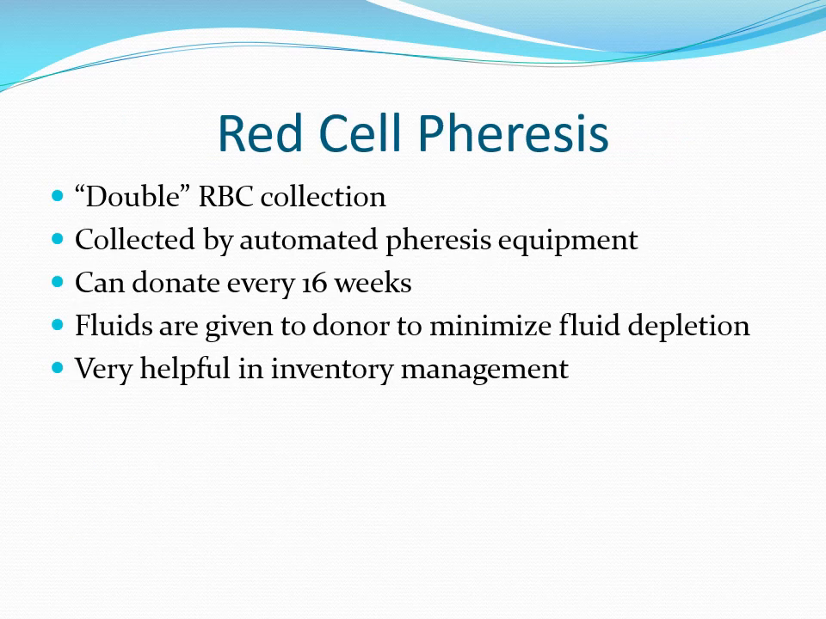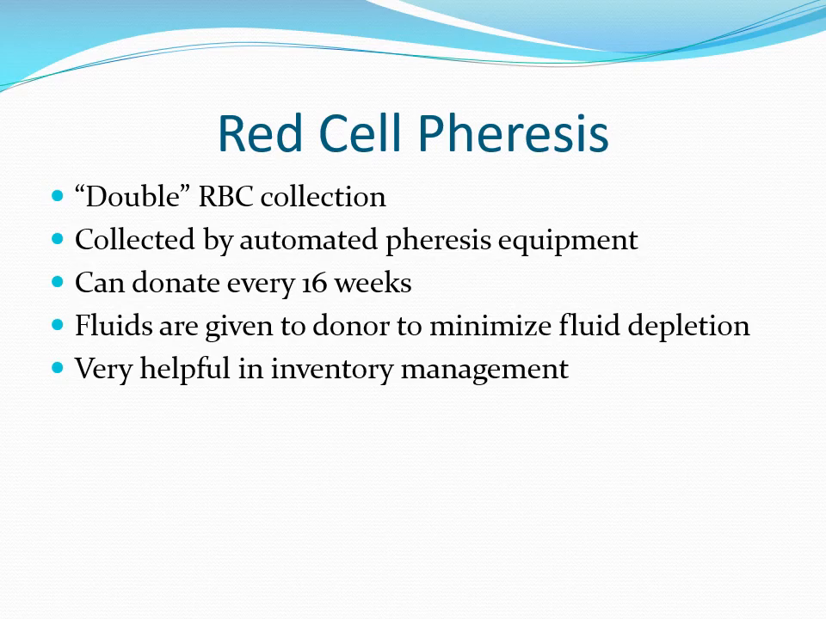In the actual process of donating blood, you can do something called red cell pheresis. It's also called a double RBC collection. This is collected by automated pheresis equipment. You can donate every 16 weeks as opposed to longer with a whole blood donation. Fluids are given to the donor to minimize fluid depletion. Very helpful in inventory management, especially when we start talking about O negs and you're getting low. We always recommend the O negative people, if they can, to give a double RBC collection.